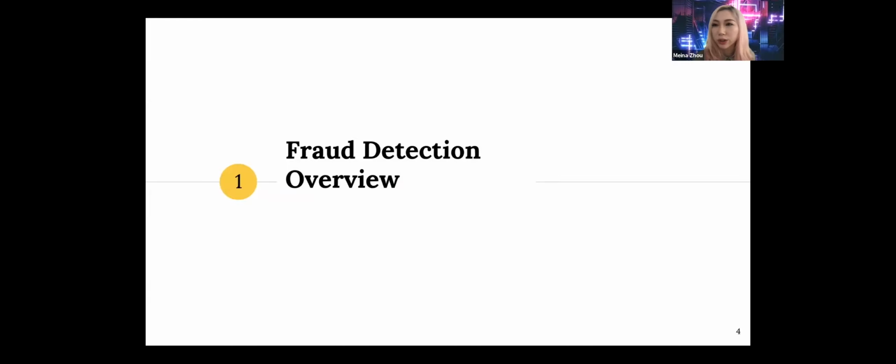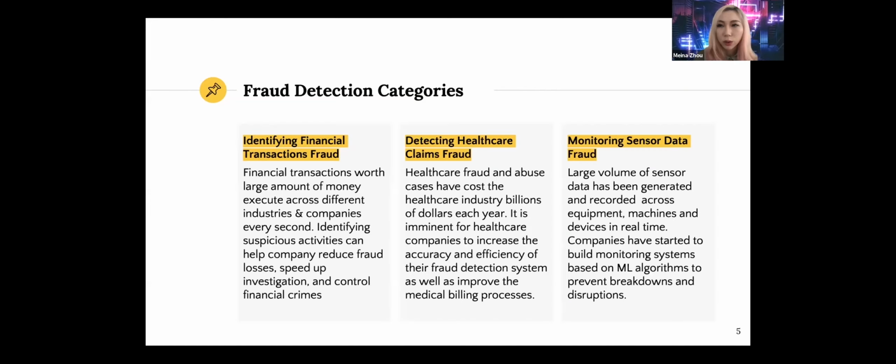Let's get started with a fraud detection overview. So we all know that there are many different kinds of fraud detection use cases or categories right now. And I have listed out the three most important, or at least from my perspective, the most trending fraud detection categories. The first one is called identifying financial transaction frauds.